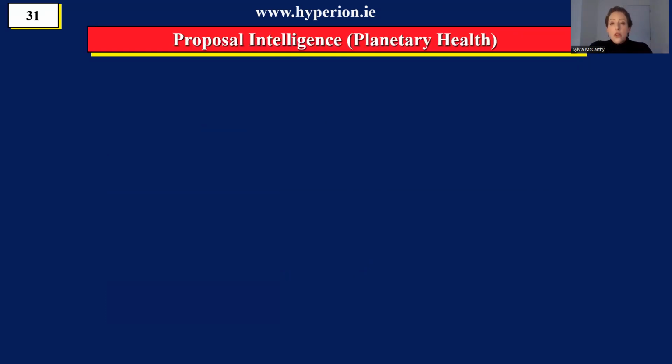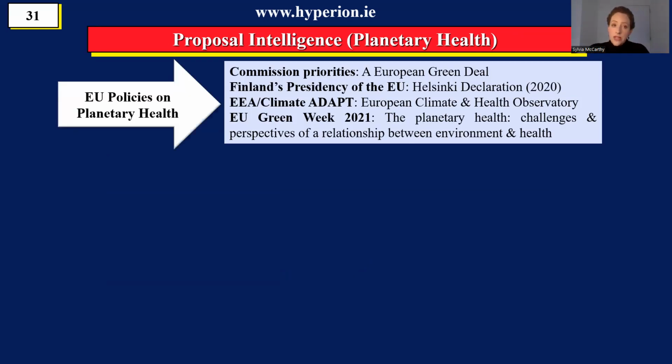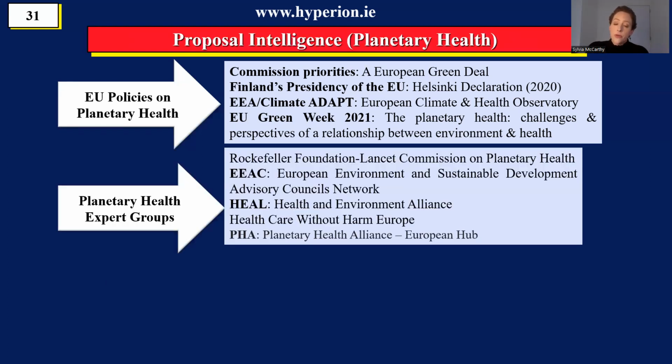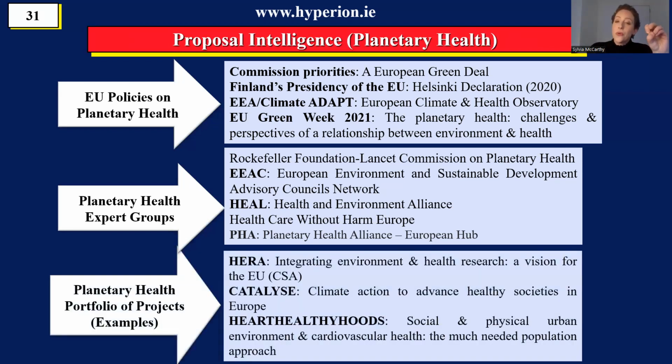Let me give you another example of what I mean by proposal intelligence. Now, this is just within one slide. A proposal intelligence report is going to be a lot more detailed. But let's just take this example of a topic from Cluster 6 on planetary health. I think the deadline was in 2022. Here are some of the EU policies on planetary health that are going to be relevant to that topic. Here are some of the expert groups that were consulted by the European Commission. And here is a very short portfolio of projects taken from the Cordis database. And you can see that first example there is a CSA.